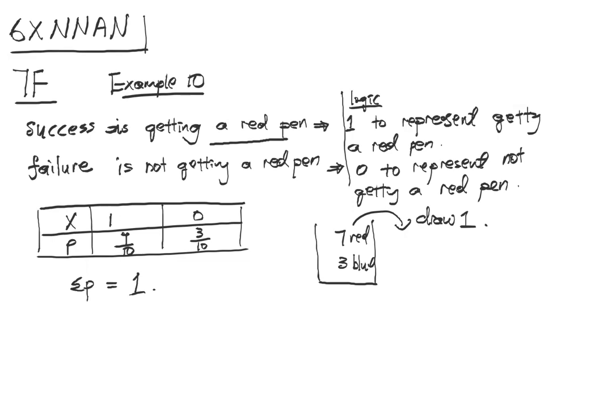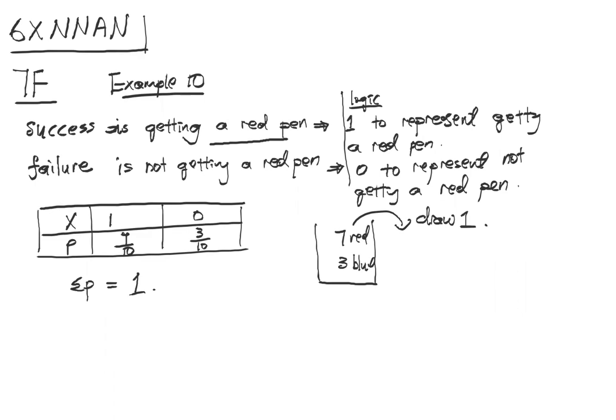Okay, so that is how you explain. X can only take 2 possible values. The book explained like that is not that good, 1 and 0. You say success is getting a red pen, 1 to represent getting a red pen. And failure is not getting a red pen, so 0 to represent. So you can take only 2 values, that is 1 and 0. I define when is it 1, when is it 0.